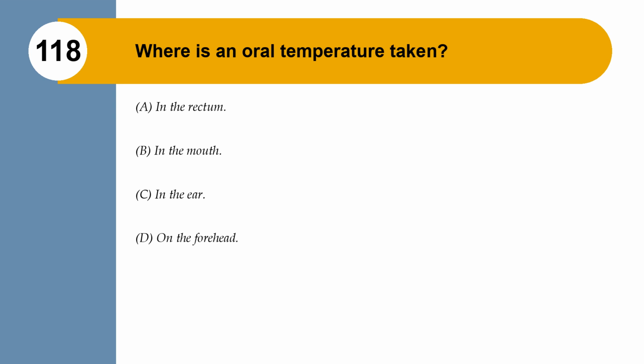Question 118. Where is an oral temperature taken? Option A, in the rectum. Option B, in the mouth. Option C, in the ear. Option D, on the forehead.